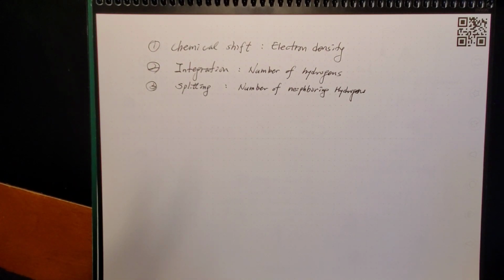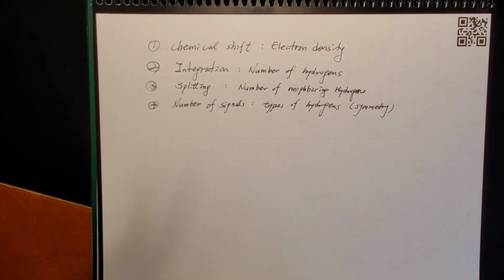Number 3, splitting of each signal. That is going to tell you about the number of neighboring hydrogens. Number 4, number of signals. This tells you how many different types of hydrogens, not necessarily the number of hydrogens, but different types of hydrogens. And that is determined by symmetry. So the hydrogens with the same symmetry will give one same signal all together.